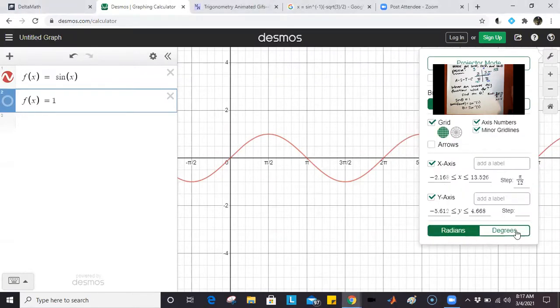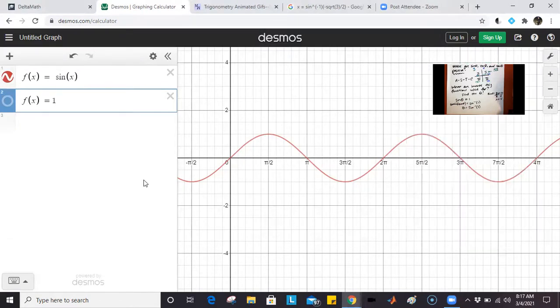If I would have changed this to degrees, it would only repeat every 360 degrees. So this thing would be way too spread out. So let's keep it in radians so that it repeats every 2 pi. That's the unit or the period for this sine function here. So we said we were looking for, where does sine of theta equal 1?